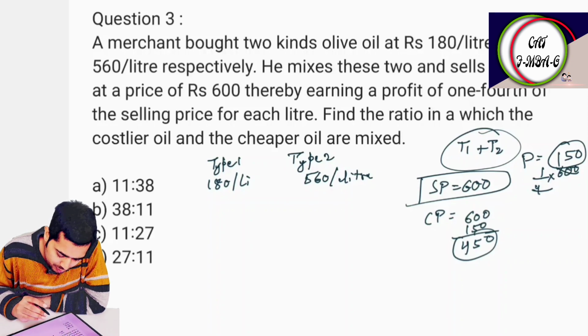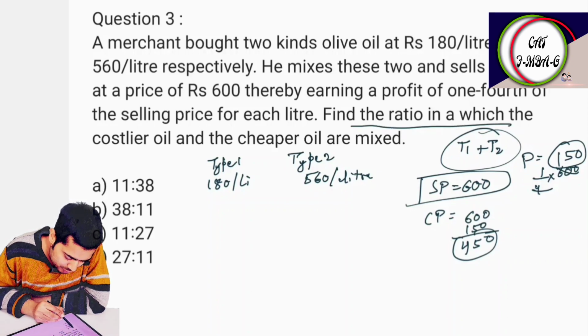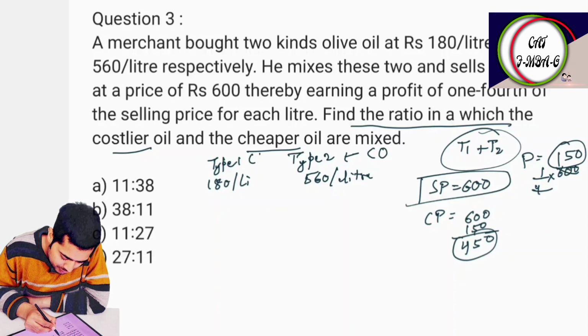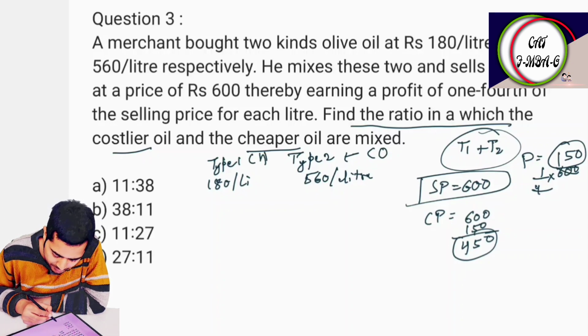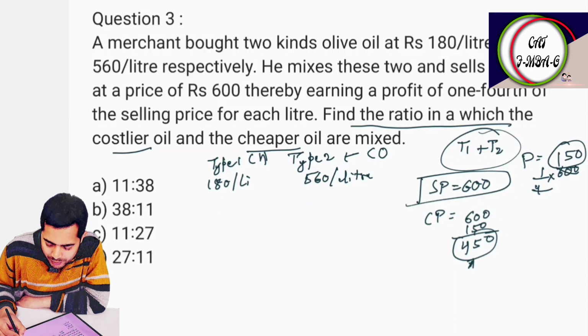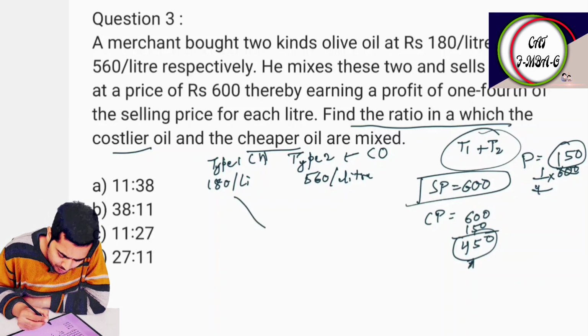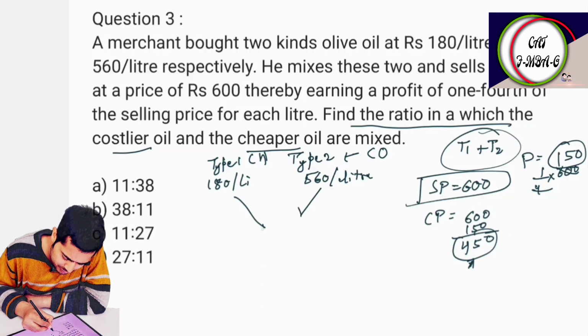Now the question has asked, in what ratio costlier oil and cheaper oil should be mixed. This is costlier oil, type 2 is costlier oil, this is cheaper oil. In what ratio these should be mixed so that the cost price is 450, because when selling it, he is going to obtain a profit of 1/4 of the selling price, that is 150. Selling price is going to be 600, and then we have found that cost price is going to be 450. So you can use the alligation method here simply.